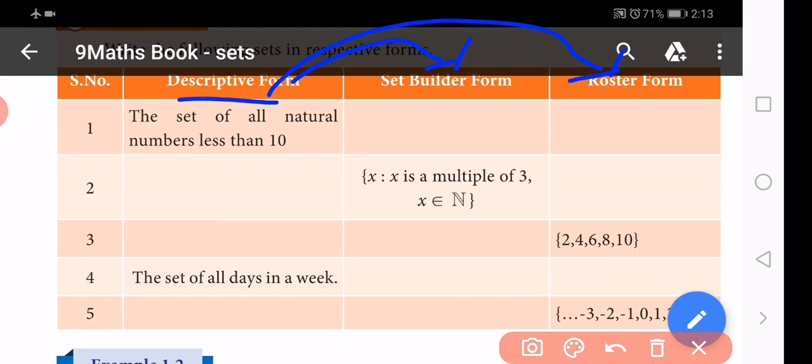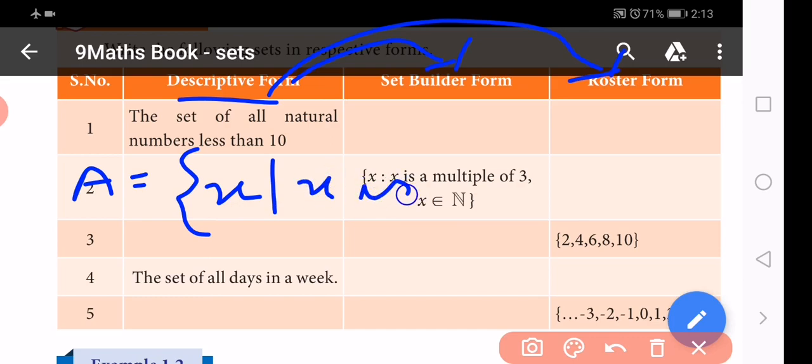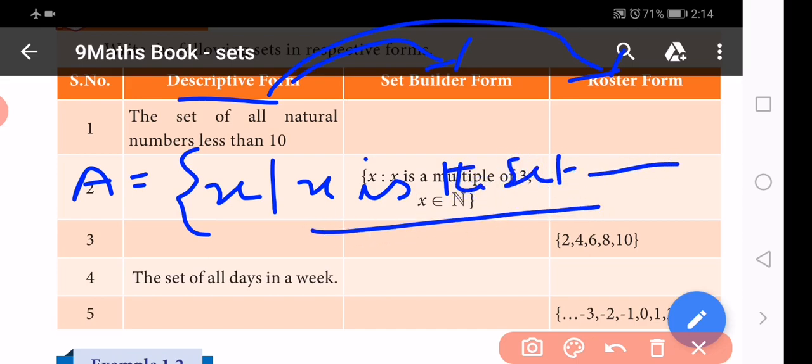So in set builder form, first we write set builder form. We give set name A equal to, first we use set notation, for all x such that, then what is x? X is the set of, then we write all natural numbers less than 10. That's all. This is the set builder form.